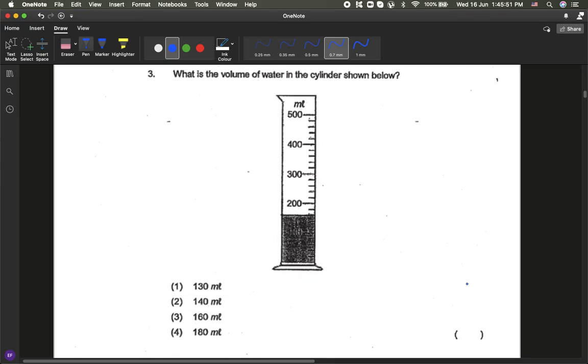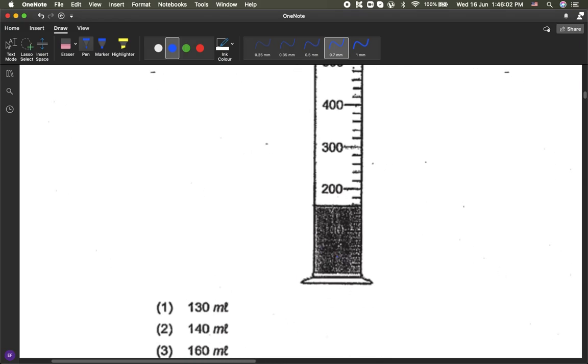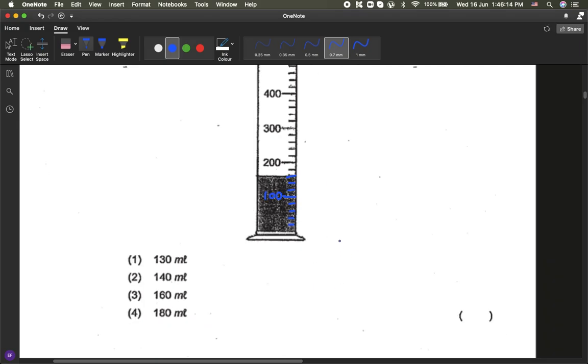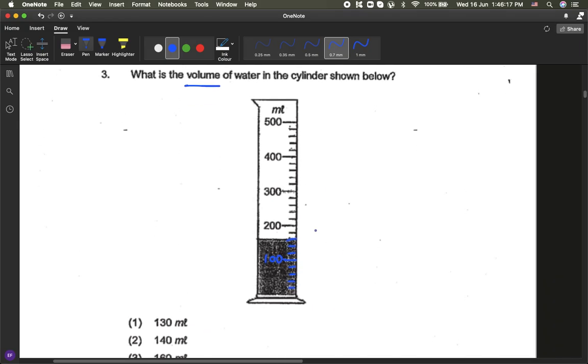Question 3. What is the volume of the water in the cylinder shown below? Now, let me just make this a little bit clearer because we can't really see the numbers. Sorry about that. Okay, I think that's slightly clearer. So the question asks, what is the volume of water in the cylinder shown below?